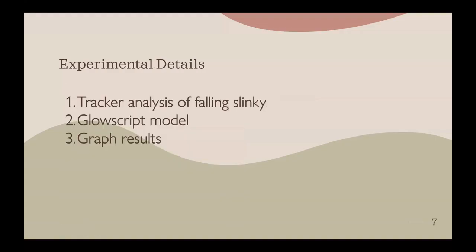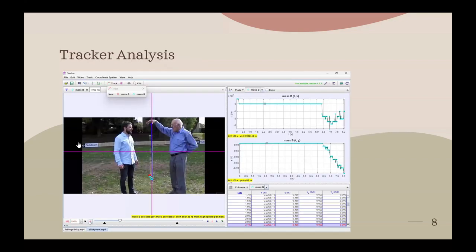So here are some experimental details. First I used Tracker to analyze the motion of the slinky as it fell through the air. And then I generated the GlowScript model to create a theoretical model versus the true motion of the slinky. And then I graphed the results in Excel. So here's a video of the Tracker analysis.